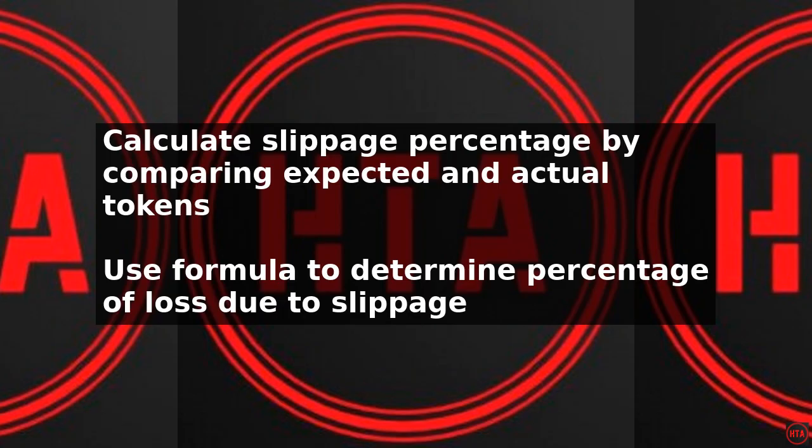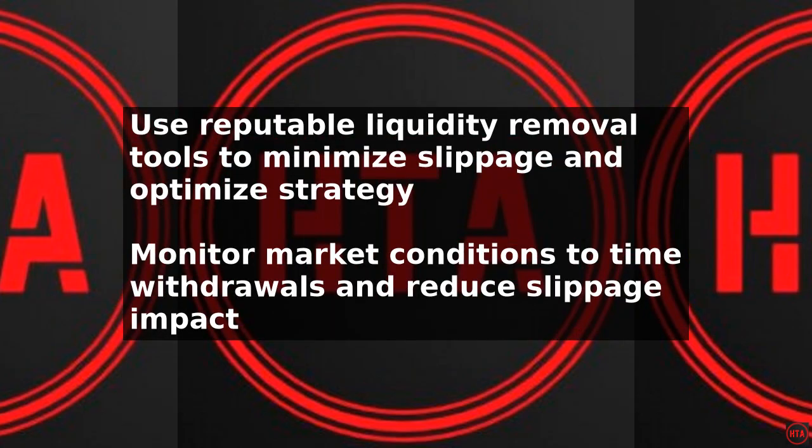To minimize slippage when removing liquidity from Uniswap, it is essential to use a reputable and efficient liquidity removal tool. These tools can help you optimize your withdrawal strategy and reduce the impact of slippage on your assets. In addition, it is crucial to monitor the market conditions and adjust your withdrawal strategy accordingly. Removing liquidity during periods of high market volatility can result in higher slippage, so it is essential to time your withdrawals carefully.